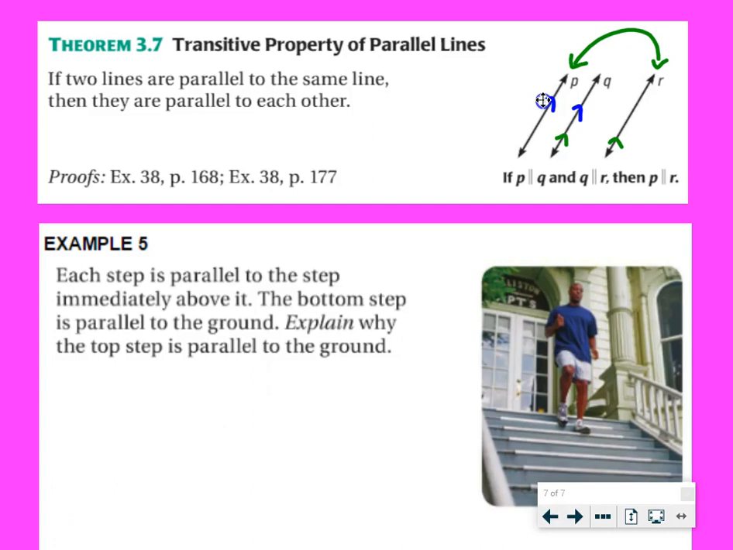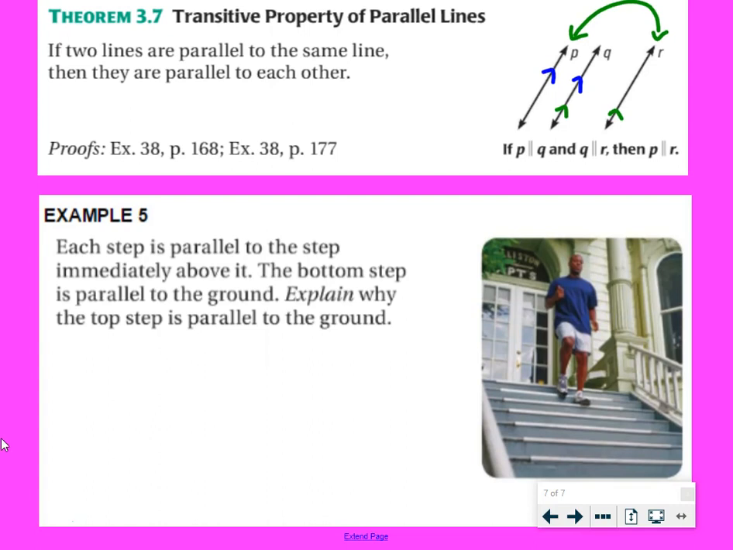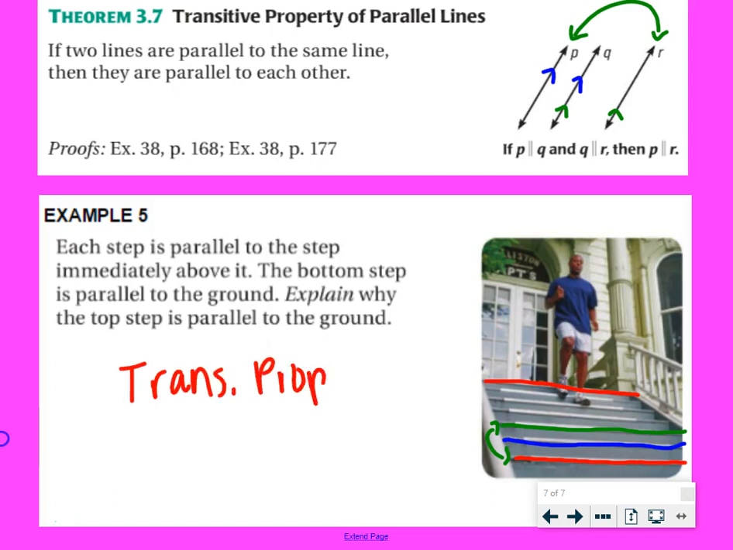Example 5. Each step is parallel to the step immediately above it. The bottom step is parallel to the ground. Explain why the top step is parallel to the ground. If this step is parallel to the step immediately above it, and then the blue step is parallel to the green step, the red step and the green step would be parallel by the transitive property, which can apply to all the steps. So it would just be by the transitive property of parallel lines.